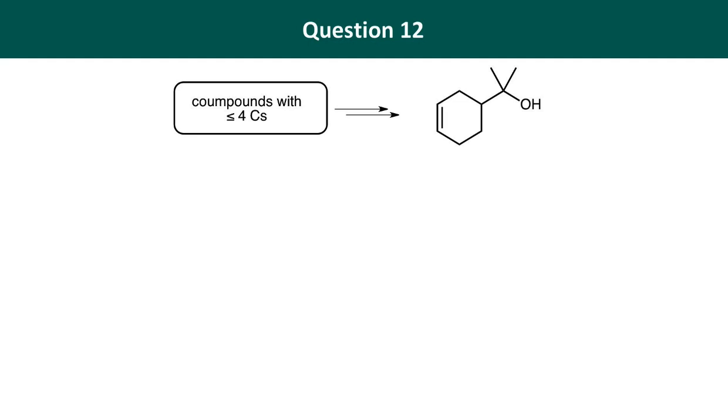All right, this problem is challenging unless you know one key reaction, right? So I do have an alcohol as a functional group, but what I see here that's most striking is a cyclohexene ring. Right, so this is cyclohexene. And if I look at my required starting materials, they have to have 4 or fewer carbons. So somehow I have to build that cyclohexene ring.